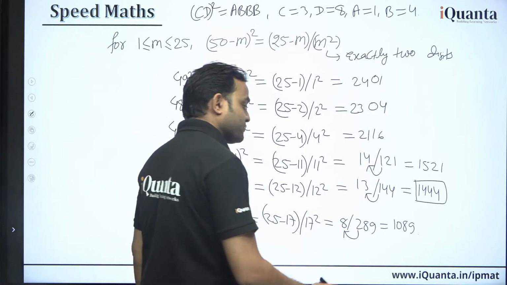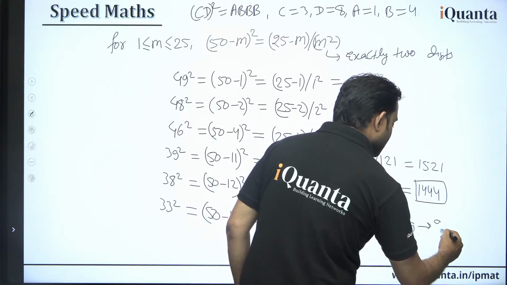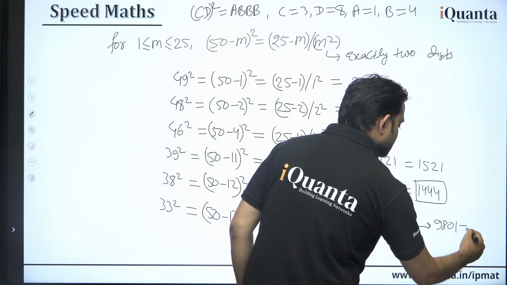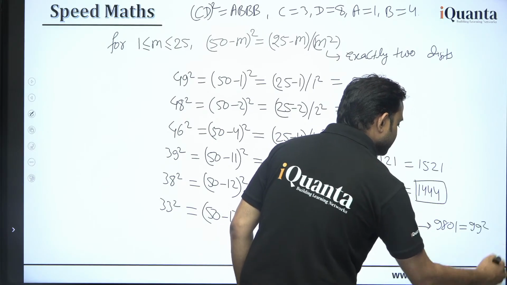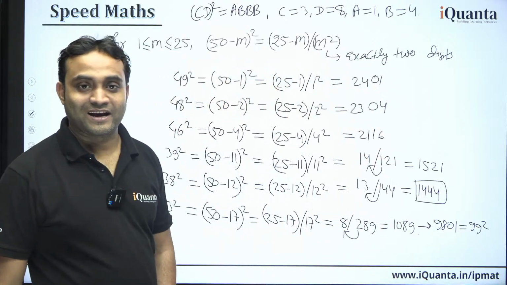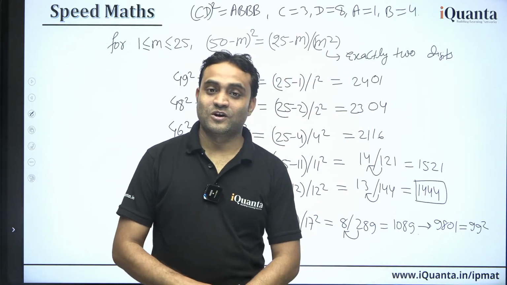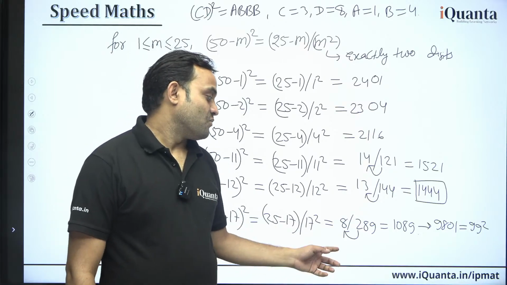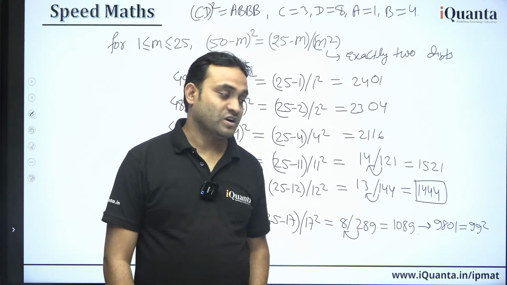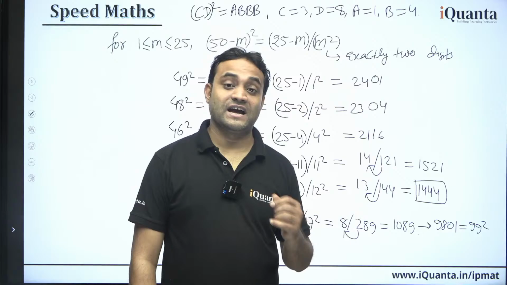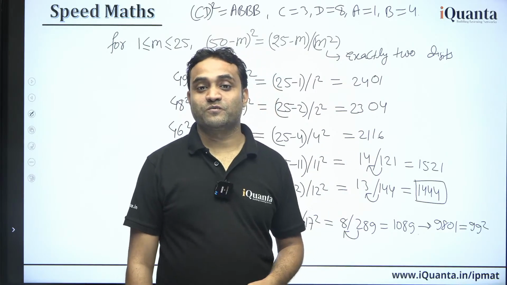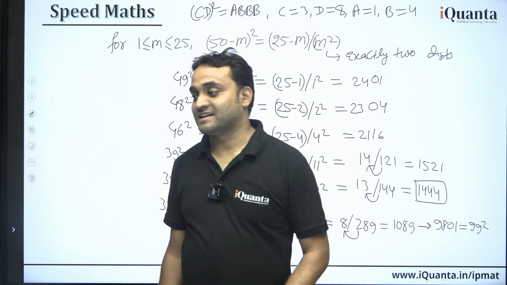Why? Because if you take the reverse of it, 9801, this is also 99 square. This is one of the very interesting numbers. 1089 is a perfect square. Reversing the digits, we get 9801, which is also a perfect square. That is 99 square.